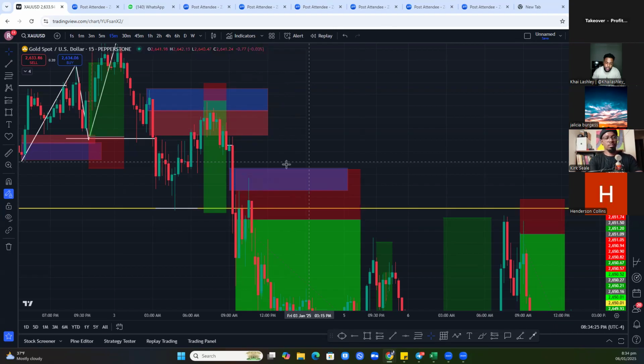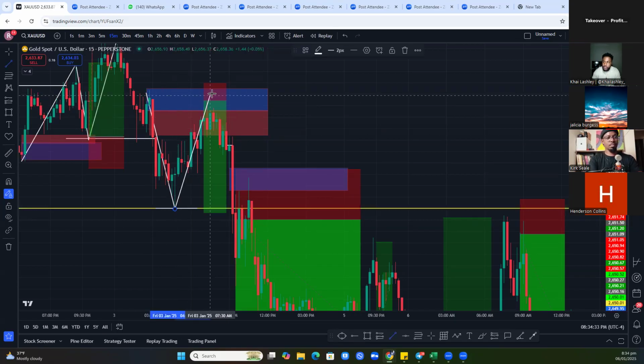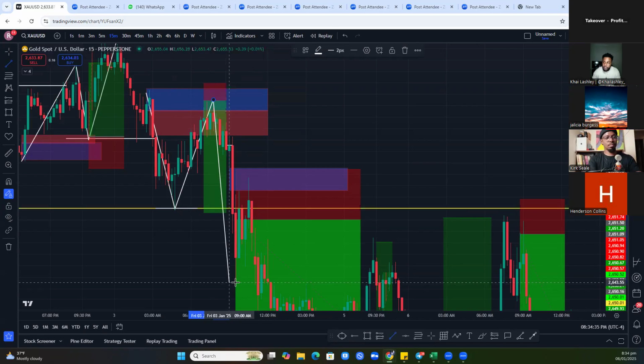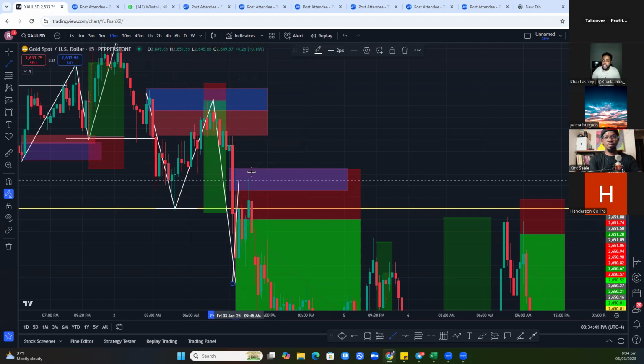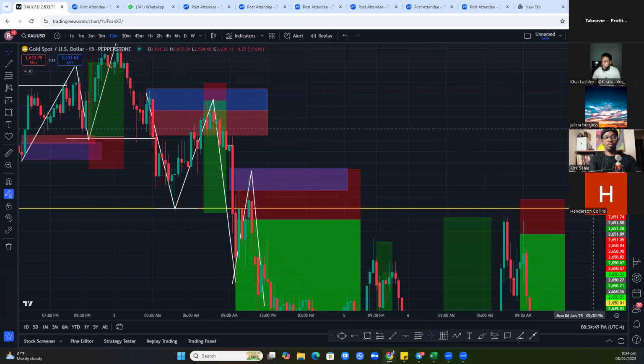That's the next thing: did we get a break of structure? Yeah, absolutely. So this was the low. It first came down, that was your low. The market traded up, then came down and broke the structure right here. Then we traded back into the imbalance, and then we went again. The market pushed down again.